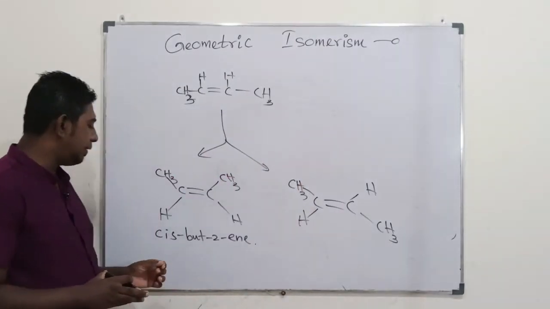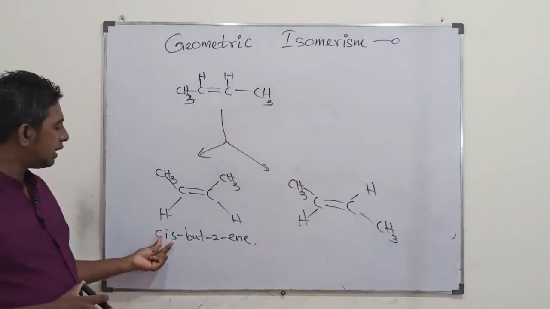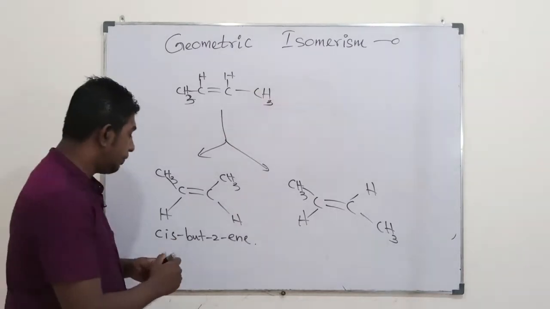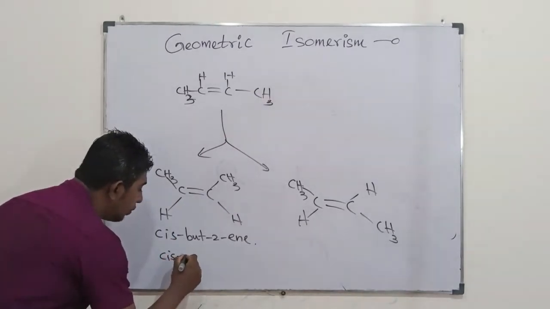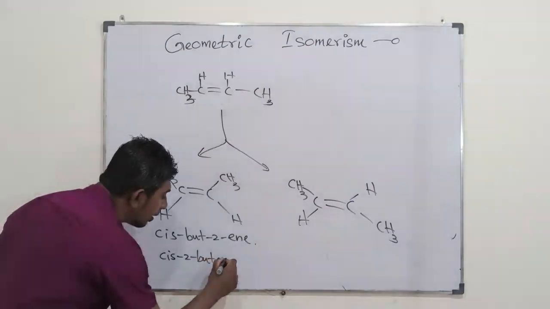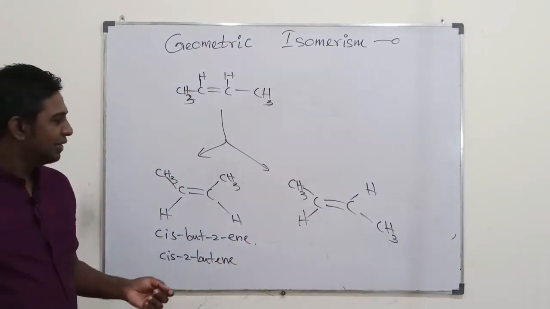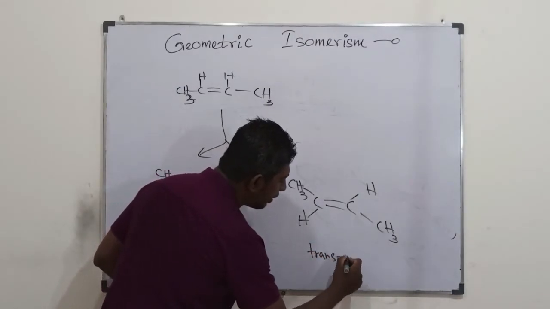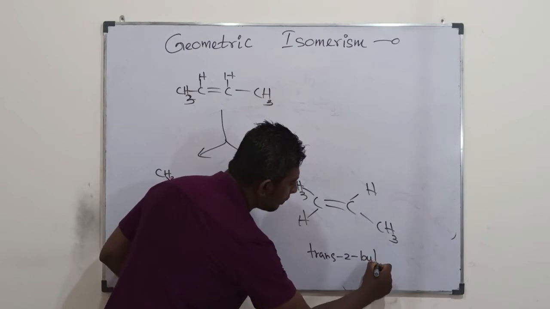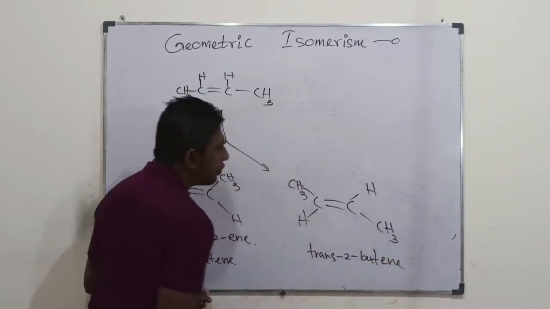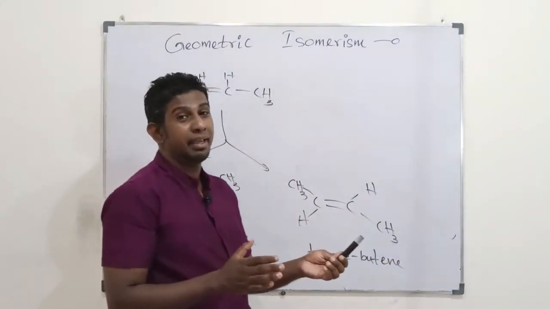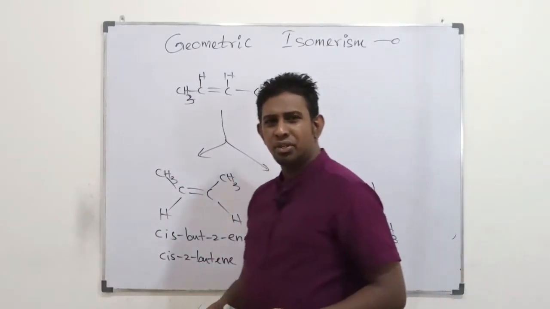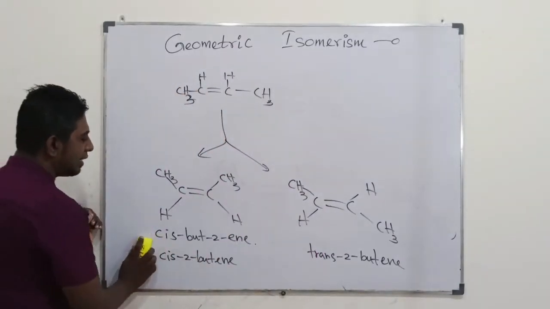Okay, students, then it's cis-2-butene. Here the name. So this one is the trans-2-butene. So in that manner, you could name them in the form as cis-trans. So let's find out some other examples as well.